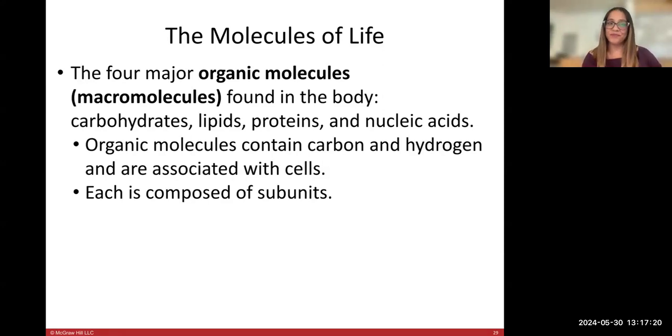We eat them. They are organic molecules, contain carbon and hydrogen, and are associated with our cells, and each is composed of subunits. I know we hear the word organic and we like to think, oh, all natural at the grocery store. That's not actually what organic means in science. It just means it's made of carbon. They're carbon and hydrogens that are associated with other elements. We are organic beings.